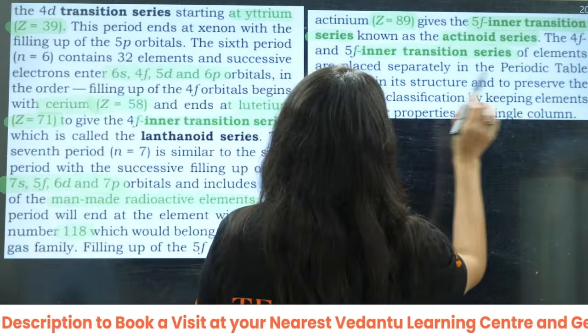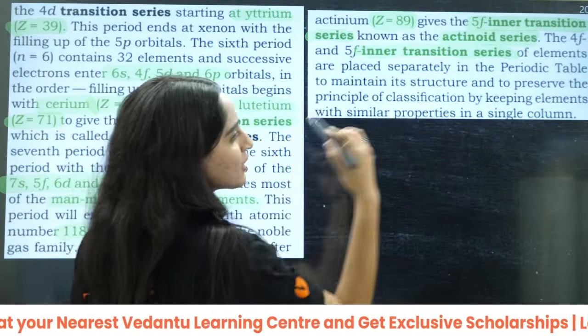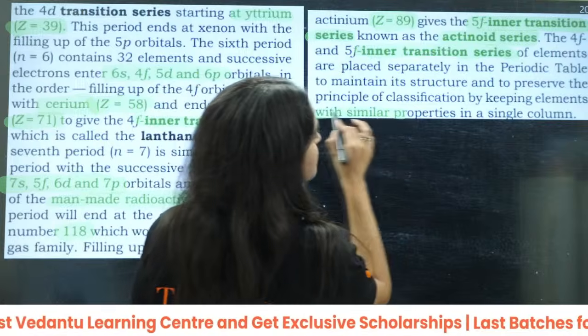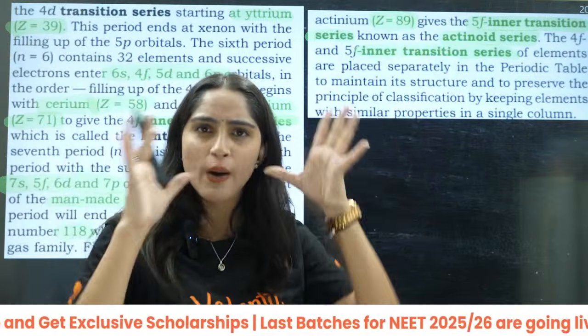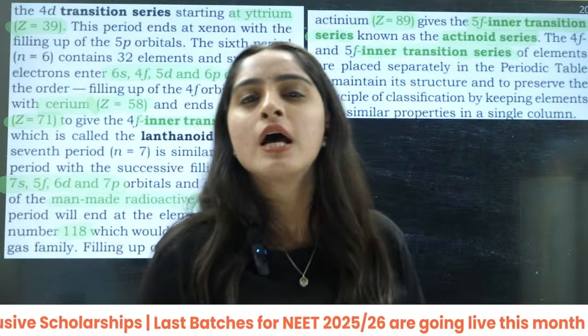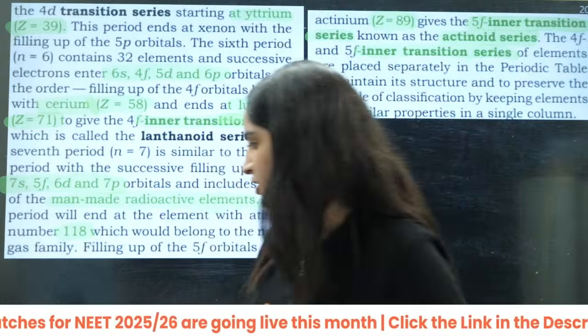Now they are saying these are placed separately at the bottom of the table to maintain its structure and preserve the principle of classification by keeping elements with similar properties together. Basically that is why the periodic table was made this way. Yes, it has a direct relation with the electronic configuration, right?